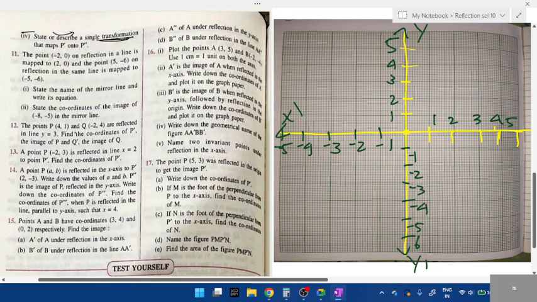Okay, look at the 12th question, students. Where's the first point given? P is 4, 1. All of you will plot 4, 1. Next, Q is minus 2, 4. In the second quadrant, minus 2, 4 is your Q.